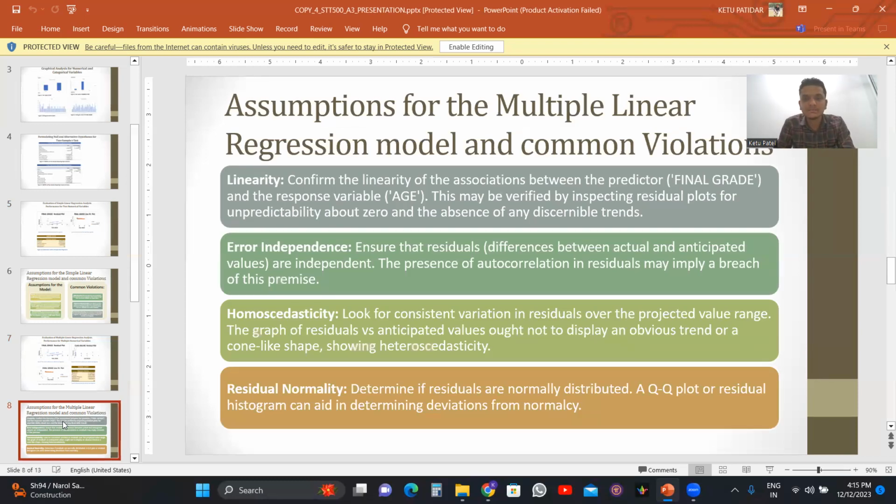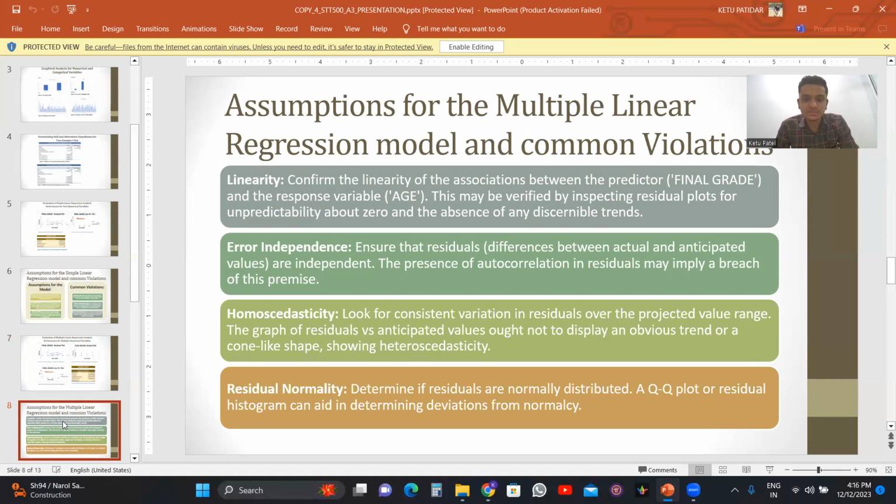Assumptions for the multiple linear regression model and common violations. Confirm the linearity of the association between the predictor final grade and the response variable age. This may be verified by inspecting a residual plot for unpredictability about zero and the absence of discrete trends.